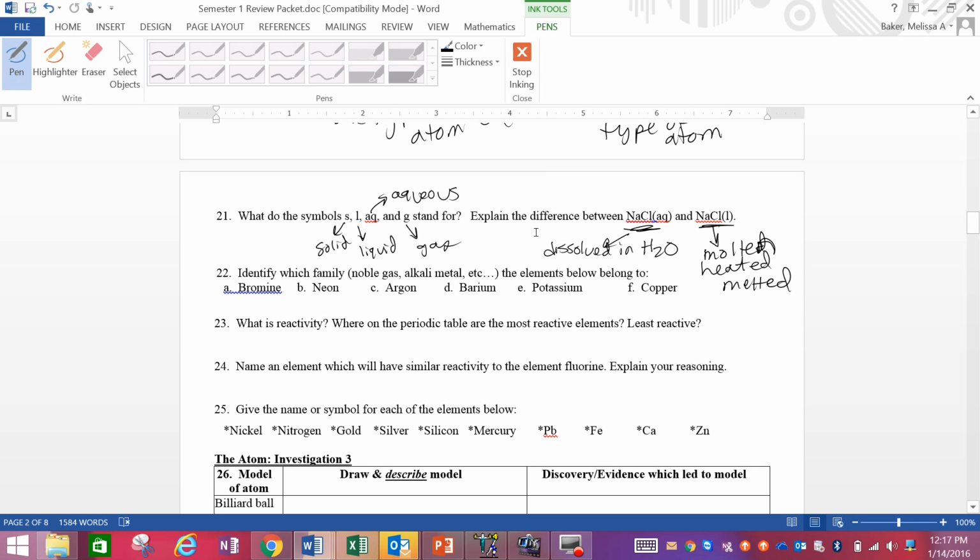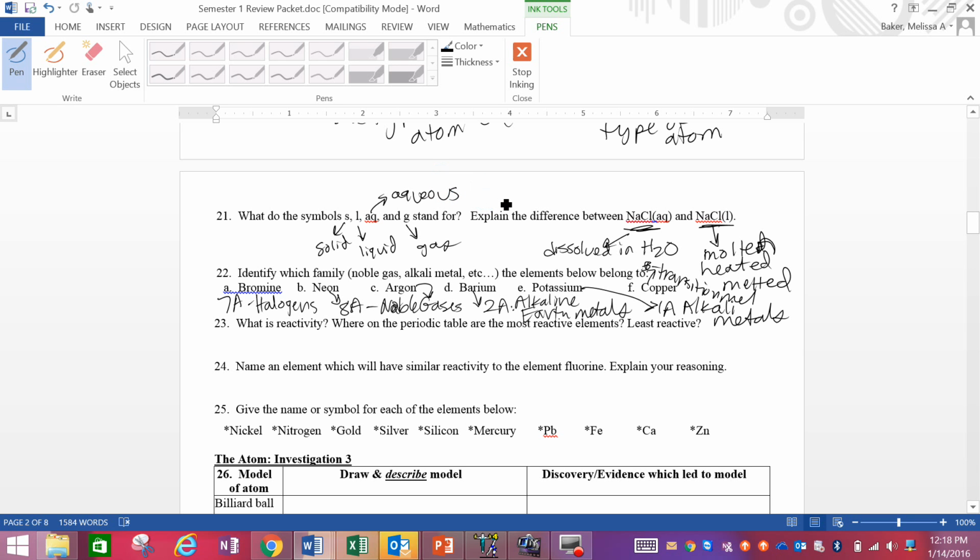Identify the family that the elements belong to. Bromine is in group 7A. That's the halogens. You need your periodic table that we colored. Neon is in group 8A. All of those are called the noble gases. Okay, so that is letter C. Barium is in group 2A. That's the alkaline earth metals. Potassium is in group 1A. That's the alkali metals. Kind of sounds like alkaline earth metals, but it's just alkali. And copper is in group B. That's the transition metals. I'm running out of space.